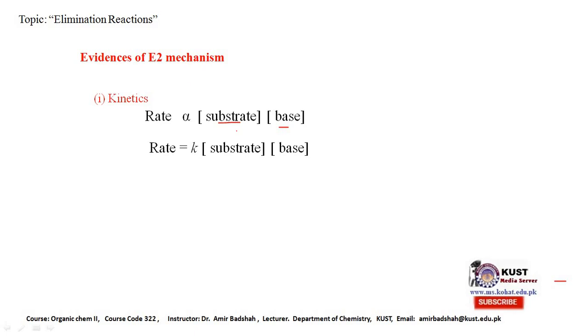In this case, both the concentration of the substrate and base are involved, so it is of second order, or it is also a bimolecular reaction. That's why it is called E2, where E represents elimination and 2 represents bimolecular. It means two molecules, both substrate and base, are involved. So that is why it is called bimolecular, and the reaction is elimination, so it is called E2 elimination reaction.